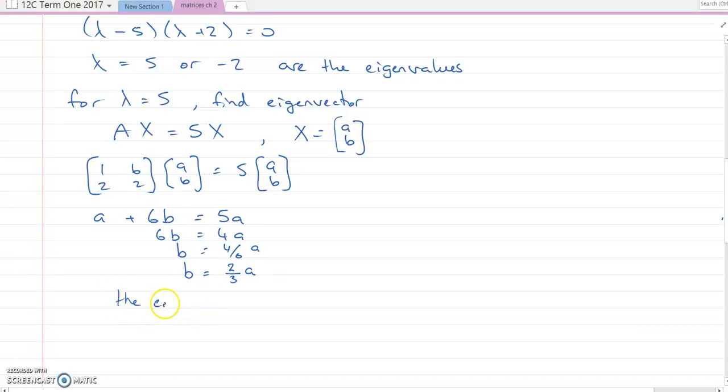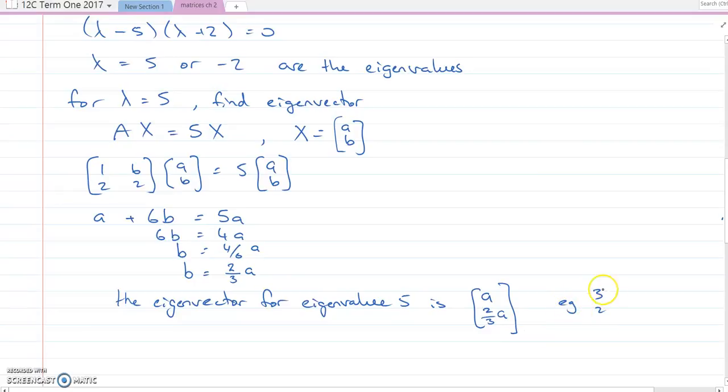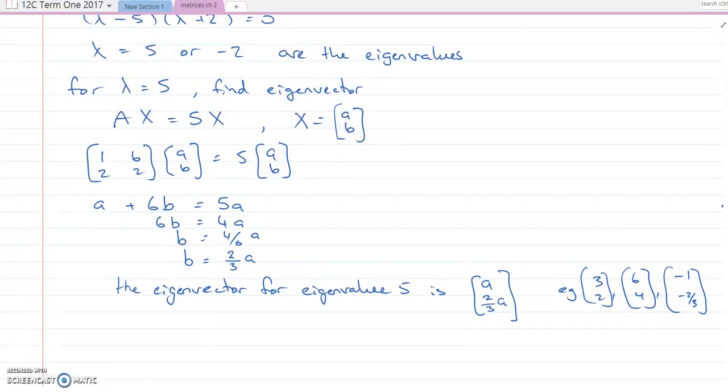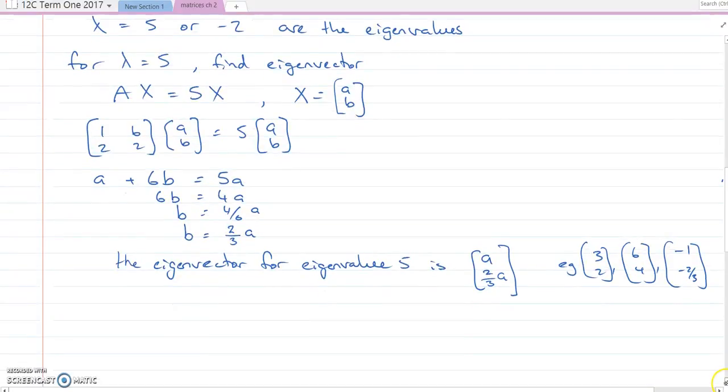Okay, so the eigenvector for eigenvalue 5 is (a, 2/3 a). So any vector that has that form. So this could be (3, 2), (6, 4), (negative 1, negative 2/3), etc. Okay, these are all possible eigenvectors. If you were to plot those, they all have the same slope.